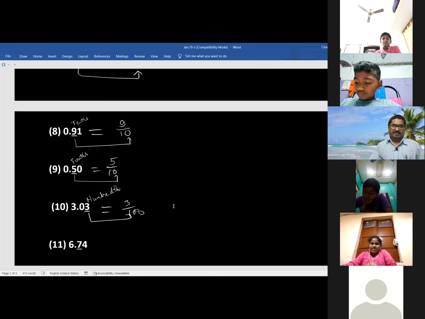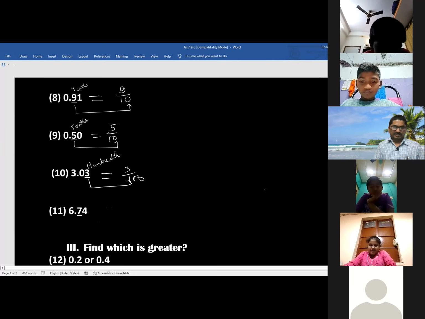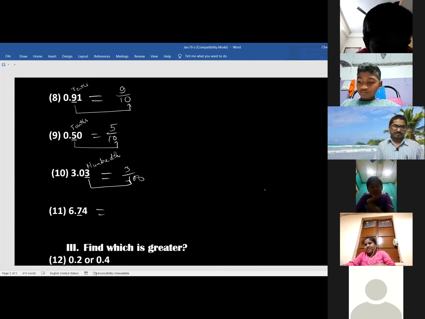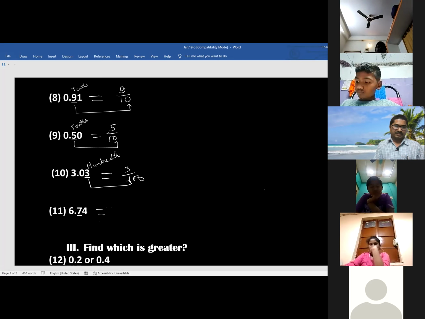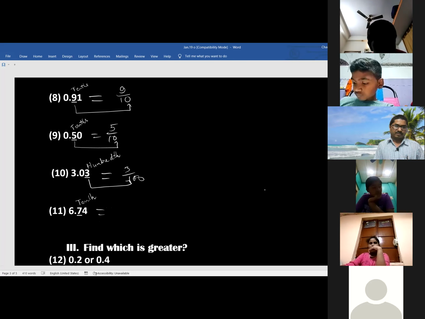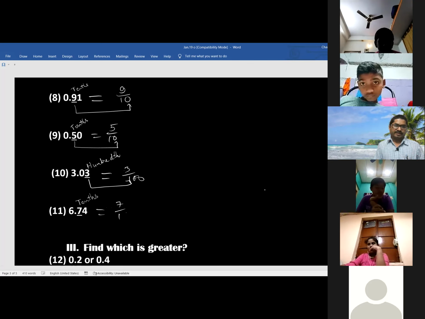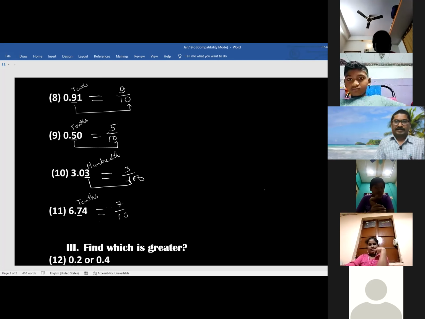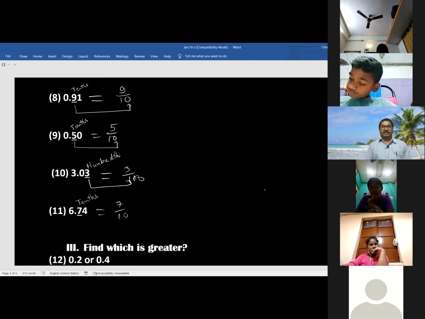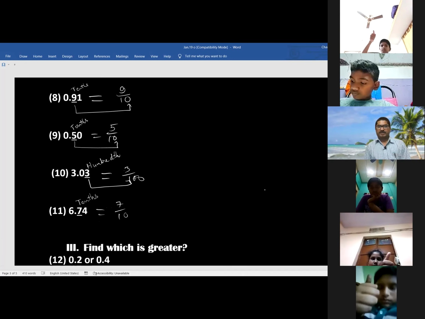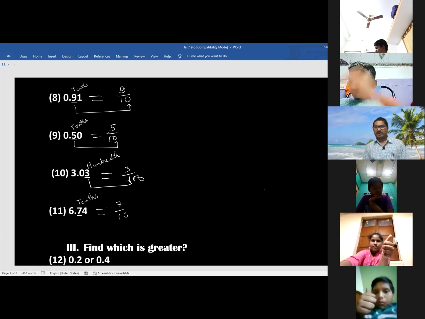Shashank Reddy, sir, 6.7 by 4? Say this: 7 by 10. 7 is in which place? Tenths. So 7 by 10. Understood, everyone? Show your thumb. Okay, right.